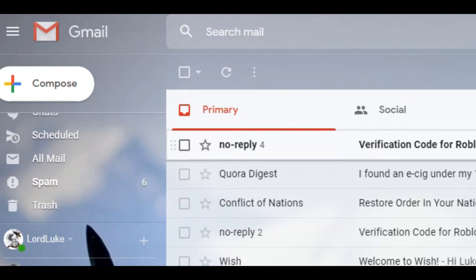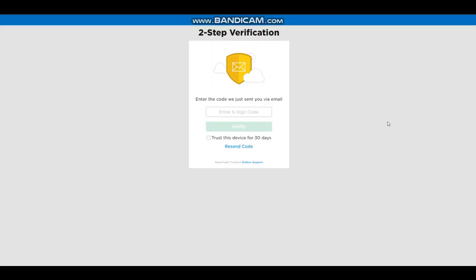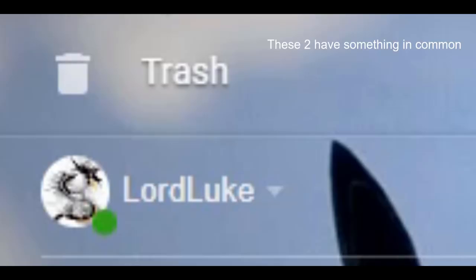After you put in your email and stuff, you go to the site where you can change your Roblox password and stuff. So I did, and I disabled two-step verification, and that's how I did it. So it's this code.